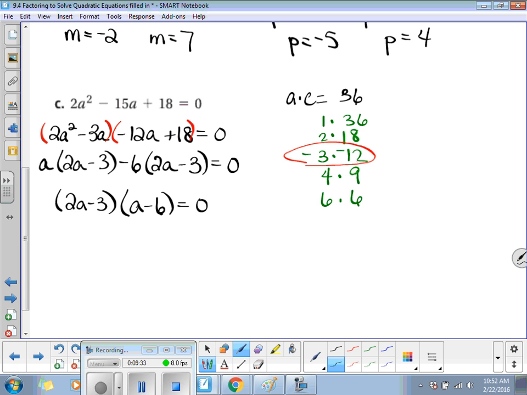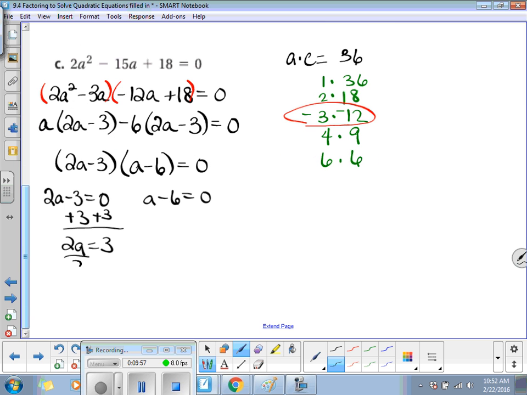You got that? Okay. So now, using the zero product property, we can set them each equal to 0. So 2a minus 3 is equal to 0, and a minus 6 is equal to 0. So adding 3 on both sides, 2a is equal to 3. Dividing by 2 on both sides, a is equal to 3/2. And on the other side, a is equal to positive 6.